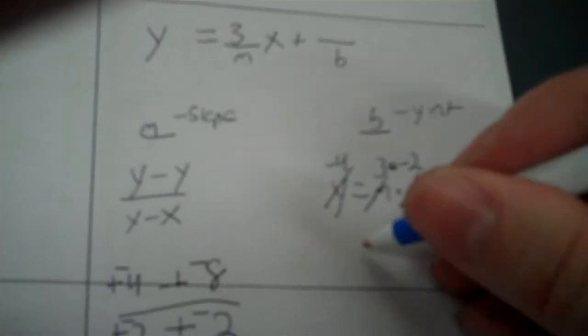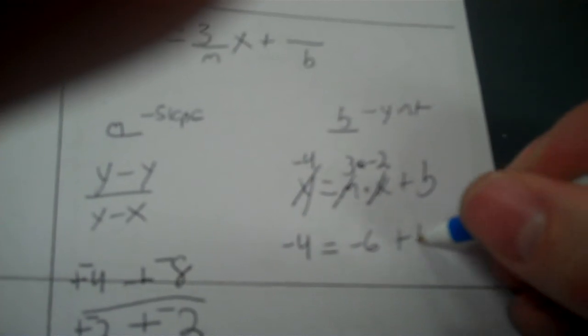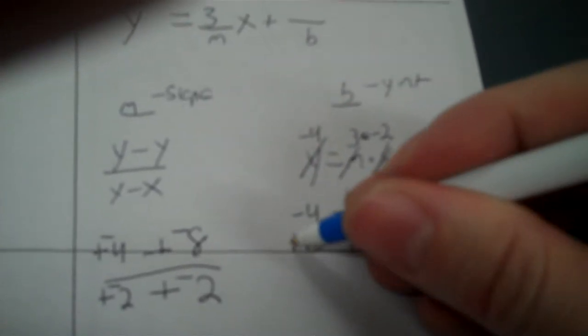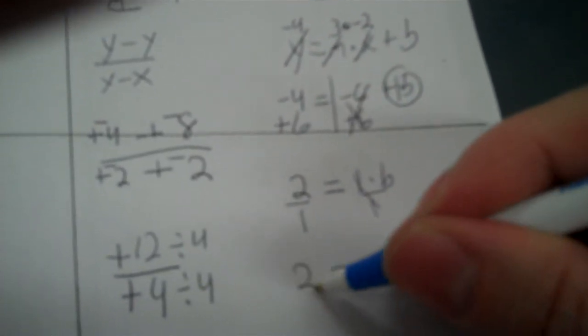-4 would substitute for the y, and then -2 would substitute for the x. 3 times -2 is -6 plus b. Put the 1 in front, dot circle, plus, plus. -4 plus 6 is 2, and then 1 dot b. Divide by 1, divide by 1, you still have 2. And that is how you write an equation of a line where you don't have the benefit of looking at a graph.